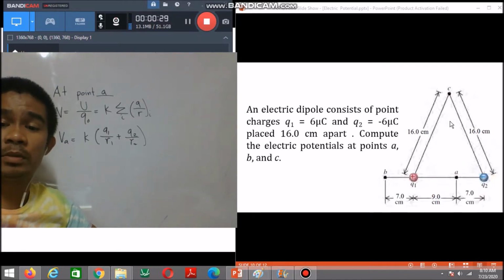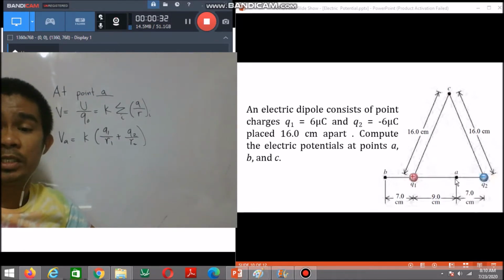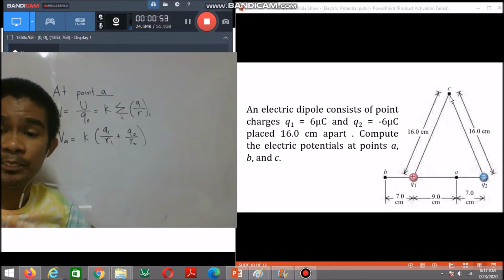So we will base the problem on this figure. Point A is 9 centimeter from Q1 and 7 centimeter from Q2, while point B is 7 centimeter from Q1, and that's 7 plus 9 plus 7, that's 23 centimeter from Q2. Point C is 16 centimeter from Q1 and 16 centimeter from Q2. Q1 here is positively charged, and Q2 is a negatively charged particle.